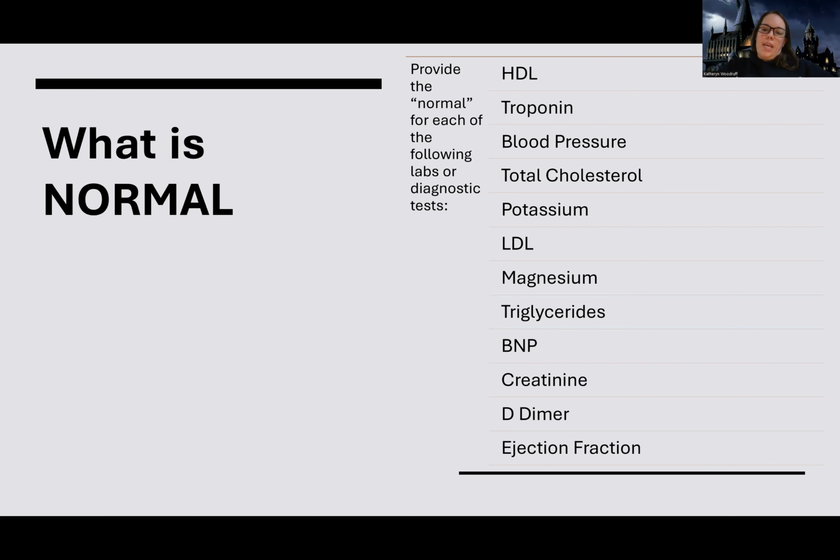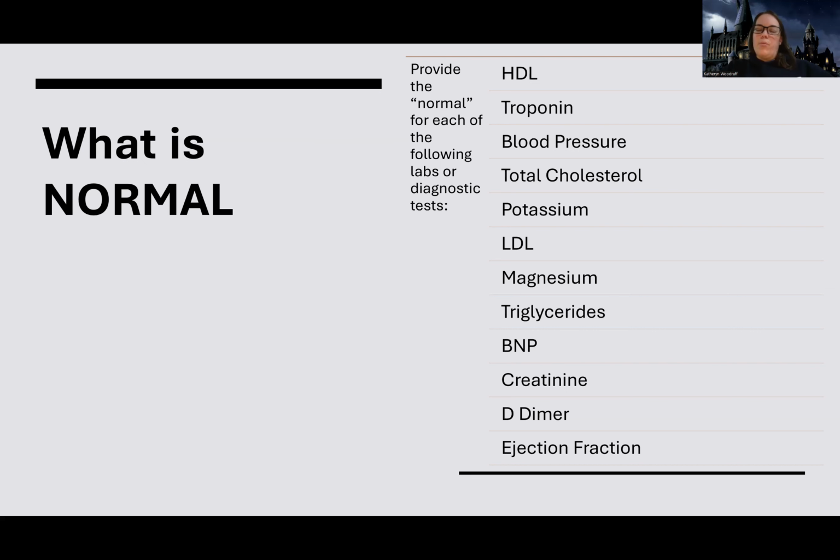BNP, B-type natriuretic peptide. This is one of those diagnostics for heart failure, and we like it to be less than 100. Greater than 100 is diagnostic of heart failure or fluid overload issues or fluid stretch in the heart.